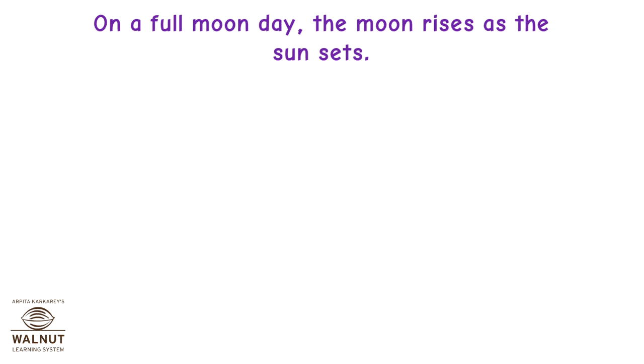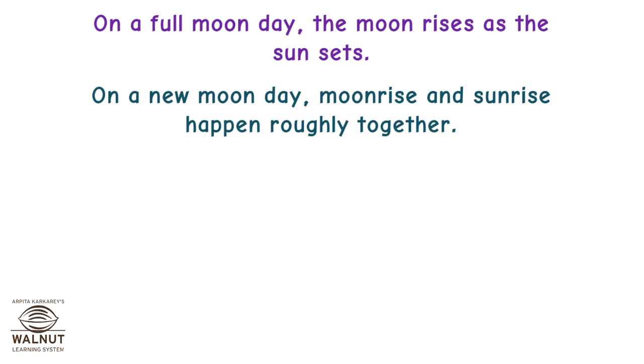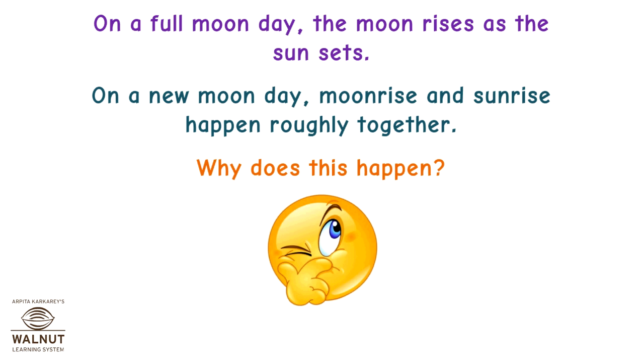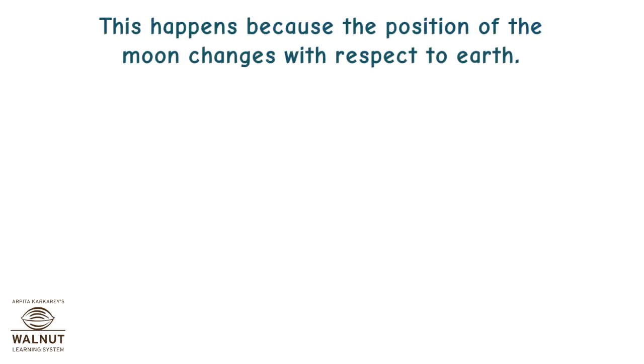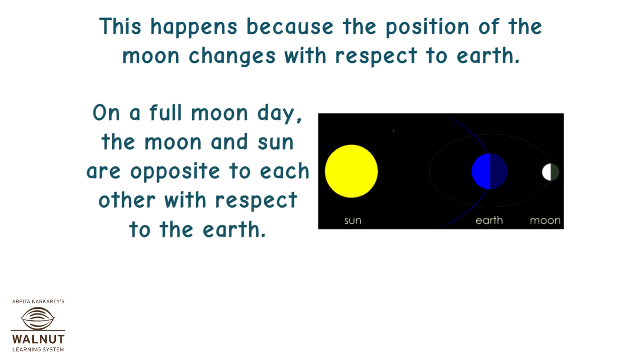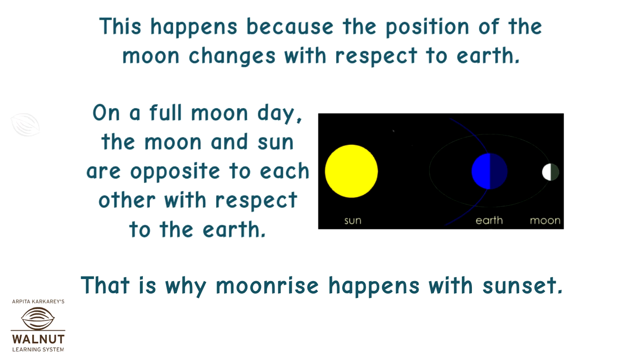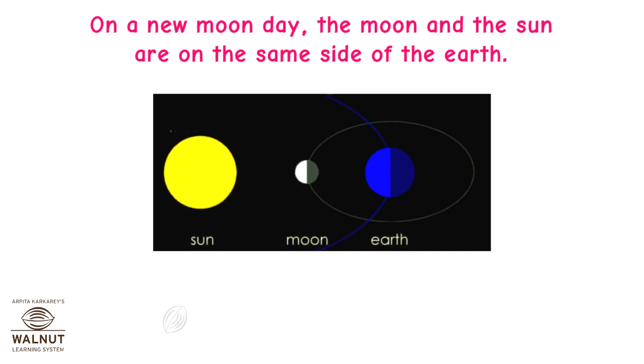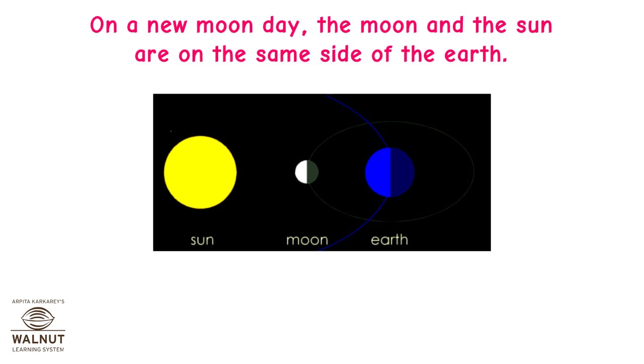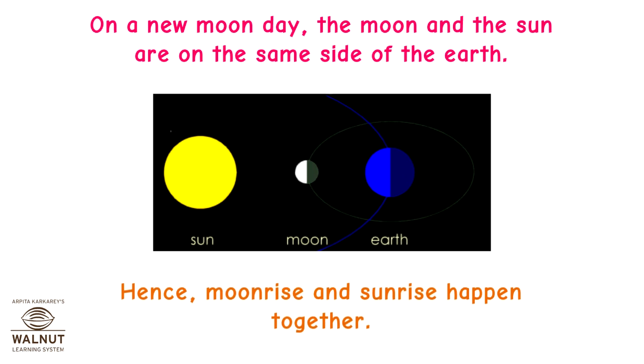On a full moon day, the moon rises as the sun sets. On a new moon day, moonrise and sunrise happen roughly together. Why does this happen? This happens because the position of the moon changes with respect to Earth. On a full moon day, the moon and sun are opposite to each other with respect to the Earth. That is why moonrise happens with sunset. On a new moon day, the moon and the sun are on the same side of the Earth. Hence, moonrise and sunrise happen together.